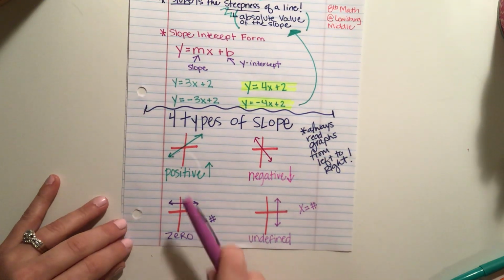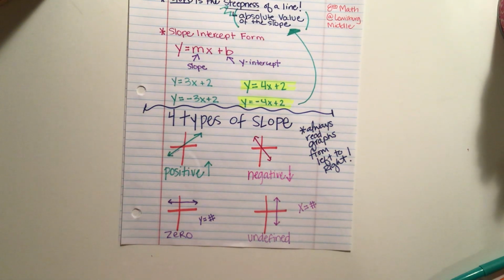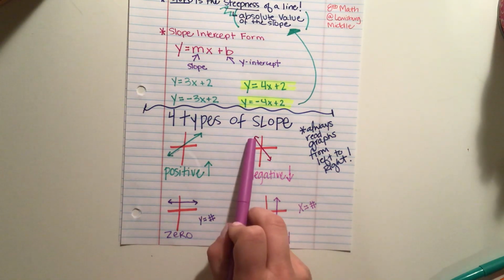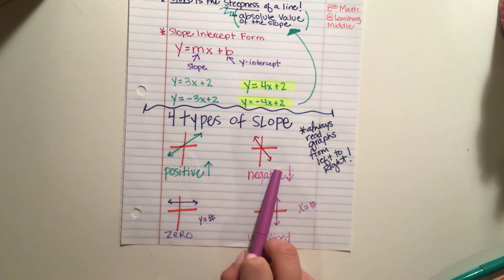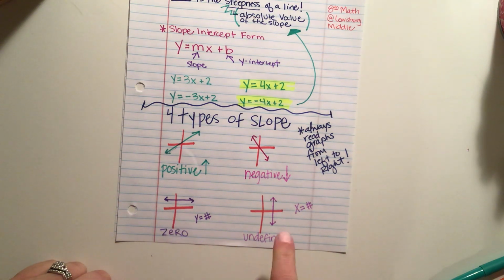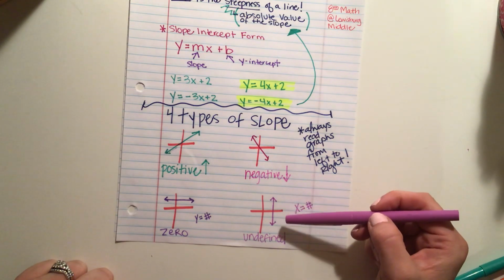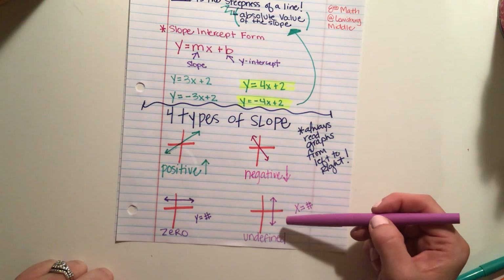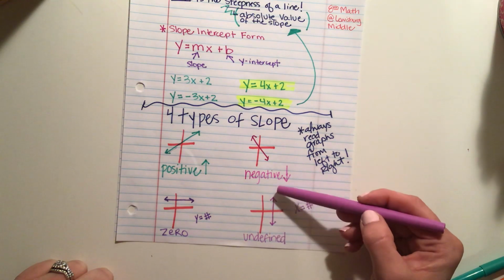We have a positive slope. From left to right, it's moving upward. We have a negative slope. From left to right, it's moving downward. We have a zero slope. It is not moving up or moving down. It is going straight across from left to right. And we have an undefined slope. It is not moving left, right, up, down, curved. It is just a straight line that is vertical up and down.